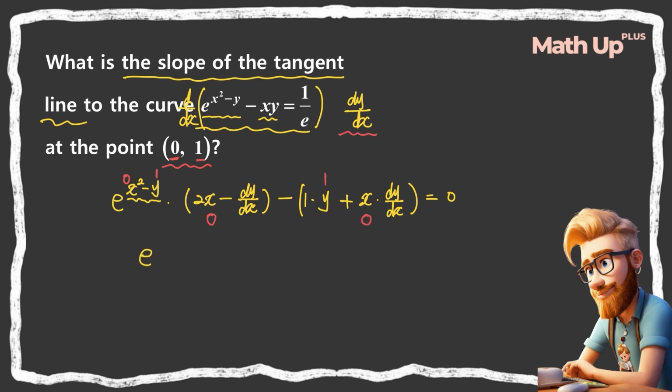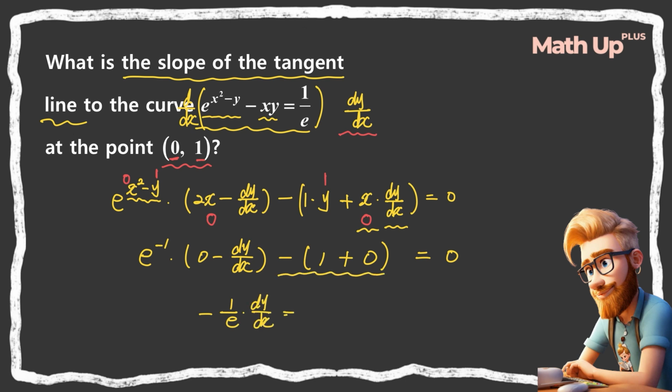Then we have e to the negative 1 times 0 minus dy/dx minus 1 plus 0. 0 times dy/dx, that's 0, right? So all of this thing is equal to 0. So negative 1 over e times dy/dx, this is minus 1, so equal to plus 1. Therefore, dy/dx is equal to negative e.